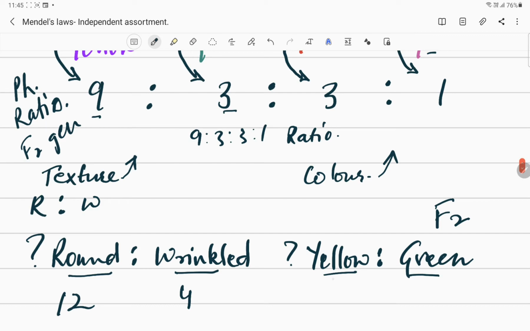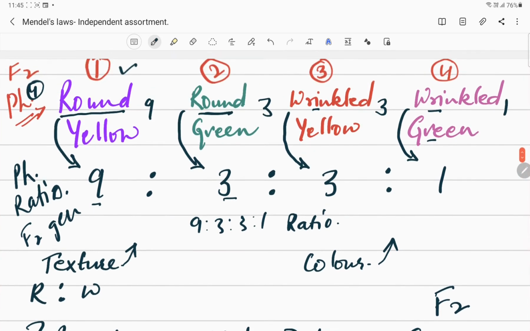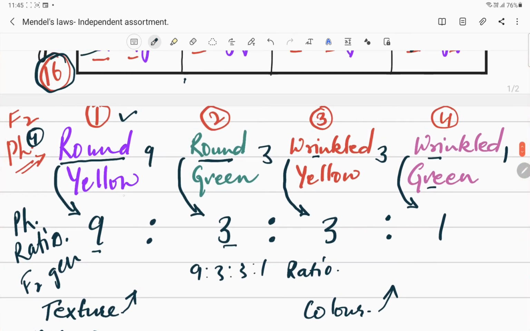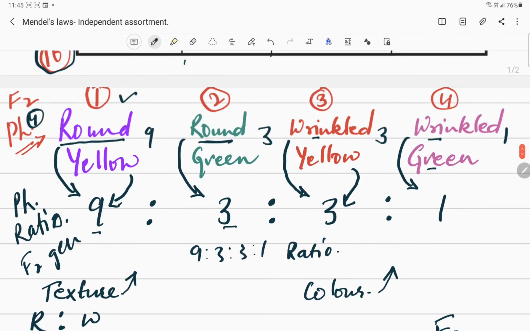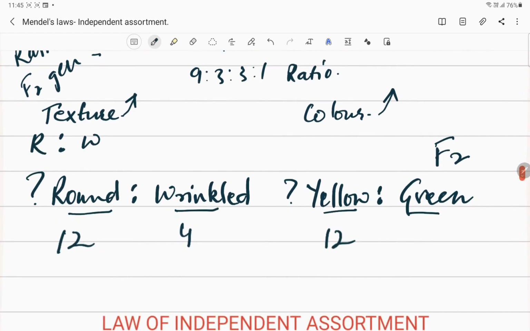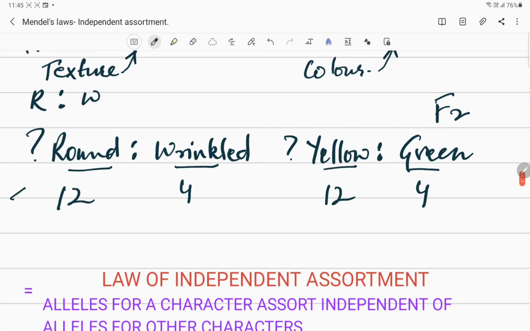Now, how many yellow seeds do we have in these 16 combinations? And we see we have got 9 yellow seeds from here and you get 3 yellow seeds from here. So 9 plus 3 is 12. There are no more yellow seeds. So we got like 12 yellow seeds. And how many green seeds now do we have? We got like 3 green seeds here and we got 1 green seed here, and this makes it like 4 green seeds.